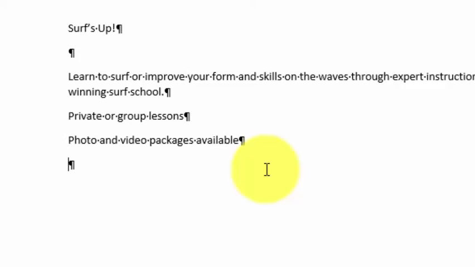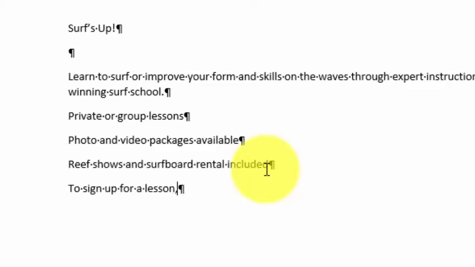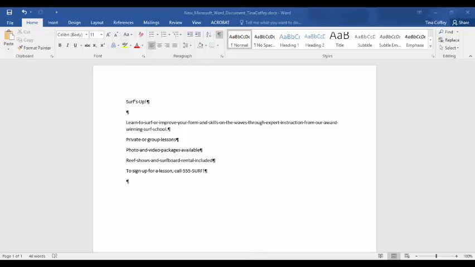I'm going to type the word "lessons." Oops. Then I'm going to press enter and I'm going to type the rest of my document. So, "Photo and video packages available," enter. "Reef shoes and surfboard rental included," enter. "To sign up for a lesson, call 555-SURF." Now that we have our text in our document, it is time to format.